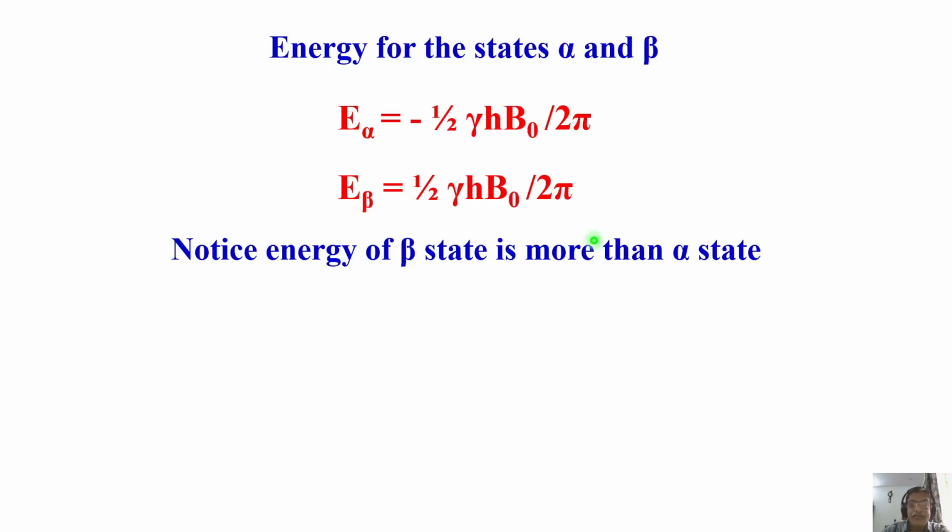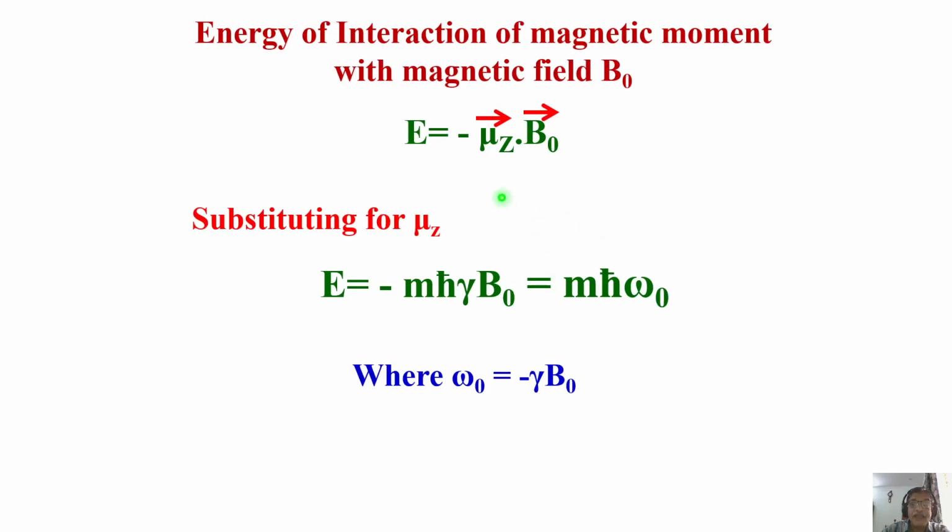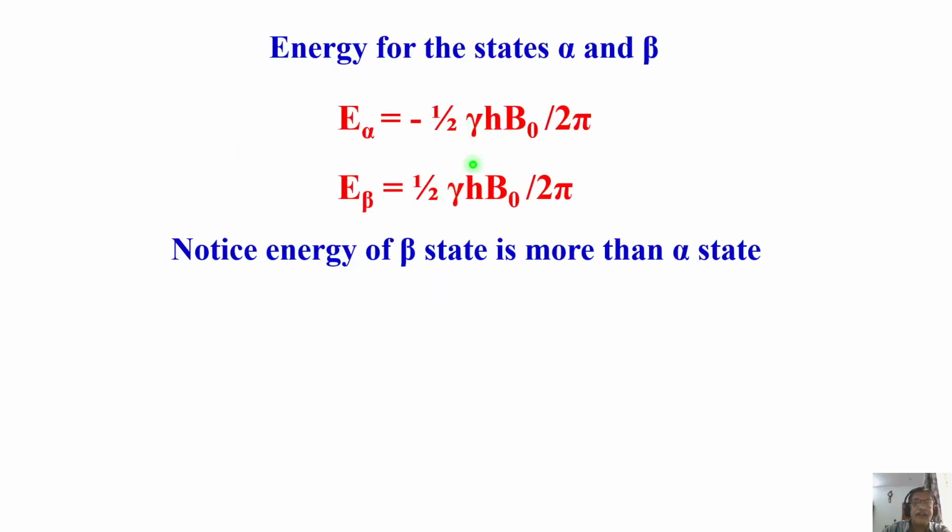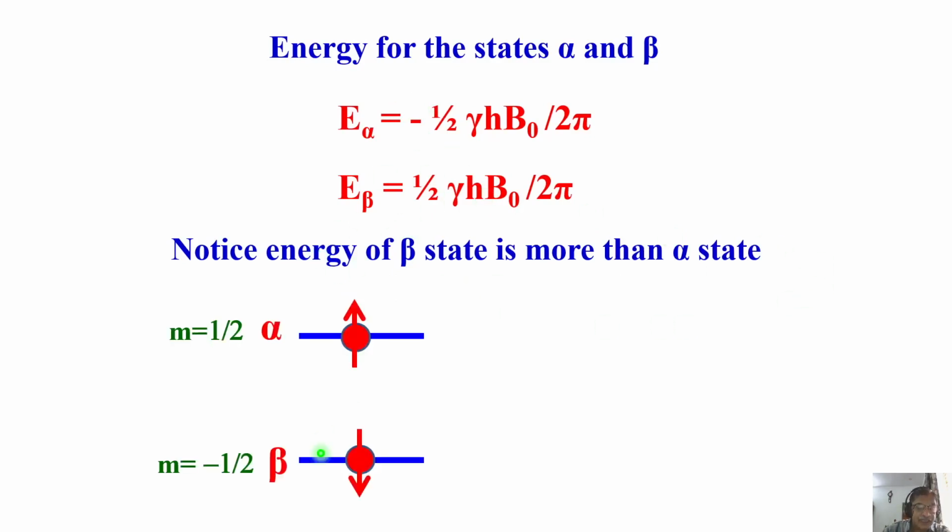What is happening is, this energy of interaction for these two states is always negative here. As a consequence, plus half appears with a minus sign, and minus half for the beta appears with a positive sign. As a consequence, notice the energy of the beta state is more than the alpha state, although we say alpha state is here and beta state is here.